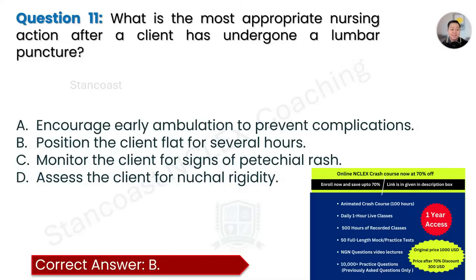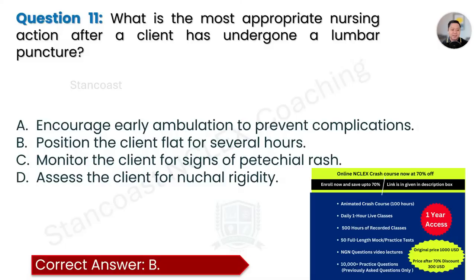Now, letter A is an incorrect option. So when you are promoting early ambulation, this is not recommended immediately because it can increase the risk of post-dural puncture headache, and it can lead to cerebrospinal fluid leak.